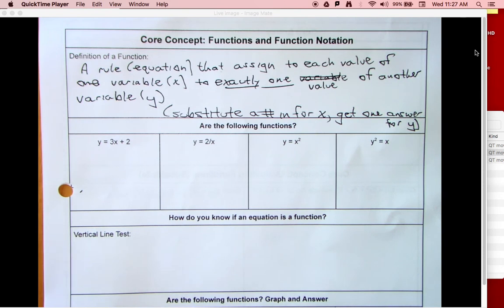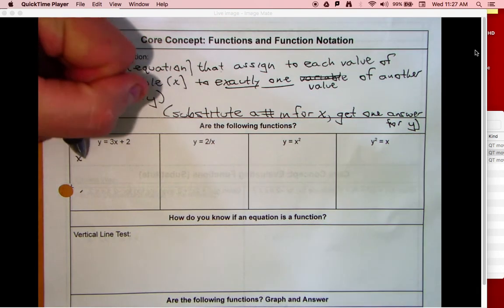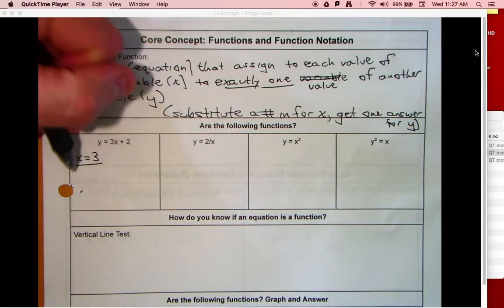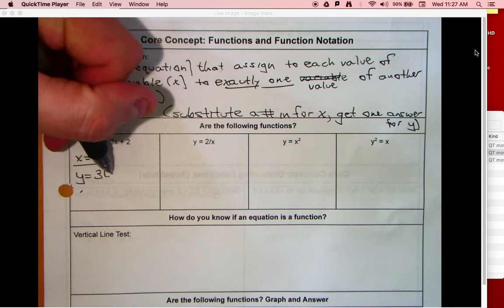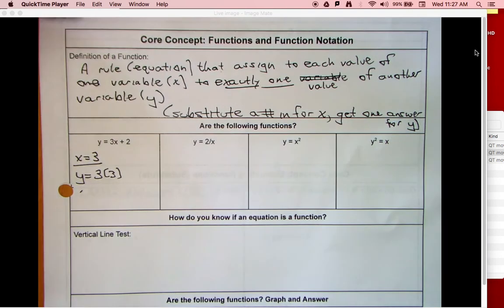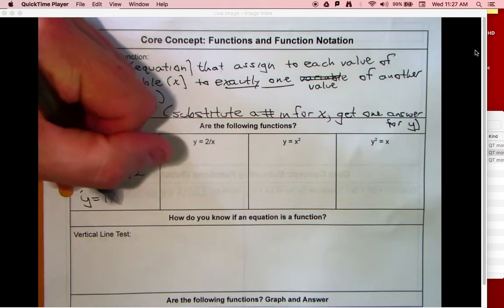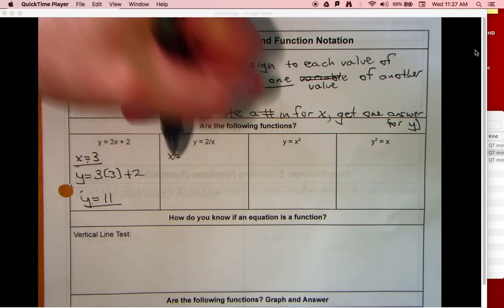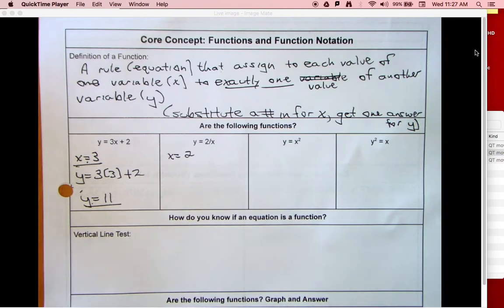It's a subset. Okay, so let's take a look at these four things and let's determine if they are functions. One of the easiest ways to do that is you just simply pick a number for x. So let's say in this case x equals 3. Well, what happens when we plug x equals 3 into that equation? We get 3 times 3, substitute in right there, and then we got our plus 2, we get 9, 11. Y equals 11. Notice I plugged one number in for x, I got one answer for y. Continuing on that process, for this next one, let's say x equals 2.